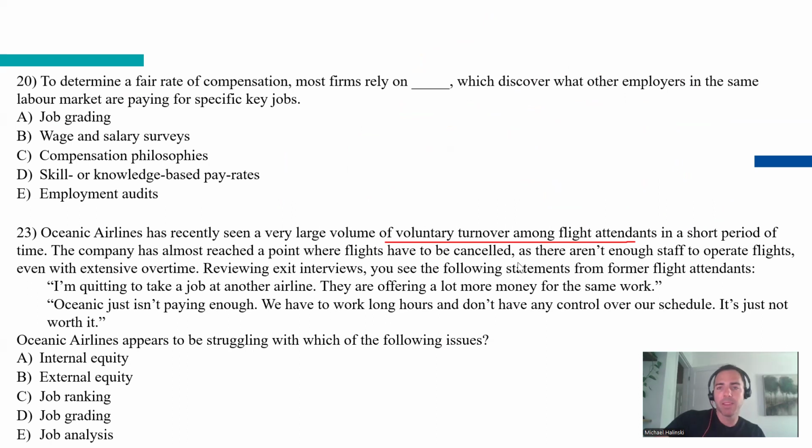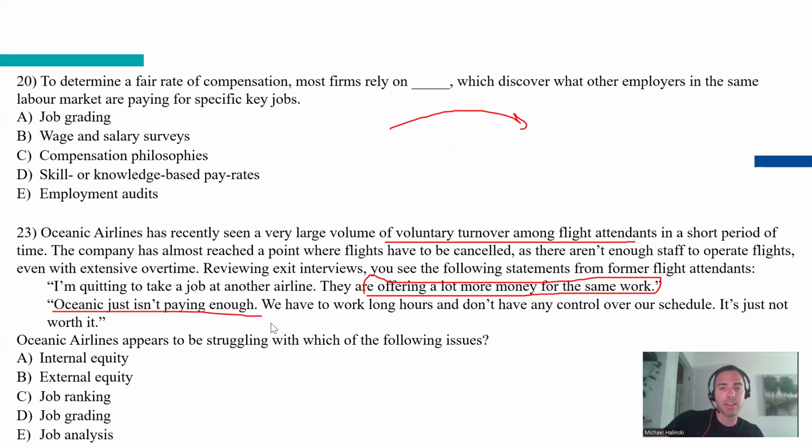Wow, a lot of people are leaving, as there are not enough staff to operate the flights, even with extensive overtime. Reviewing exit interviews, you see the following statements from a former employee: I'm quitting to take a job at another airline. They're offering me a lot more money. Okay. So in my previous example, it's very important that you look at other market data or other organizations' pay, because if somebody's paying you more, you're going to leave, which is exactly the case taking place in this organization. The second interview is: they're just not paying enough.